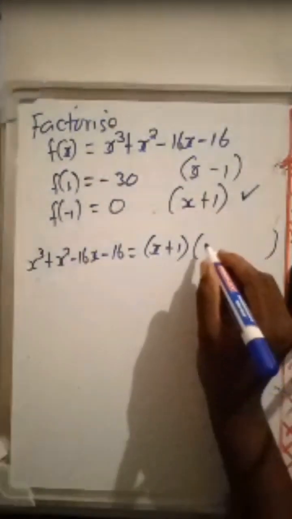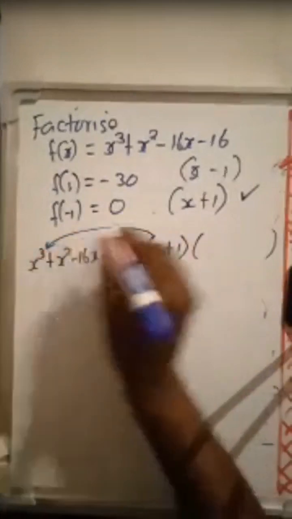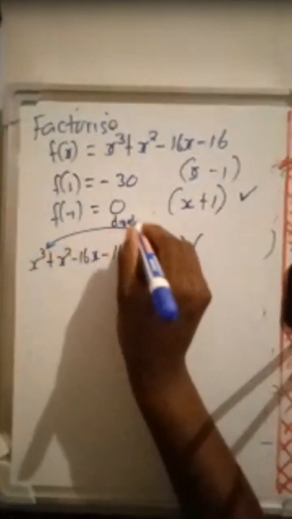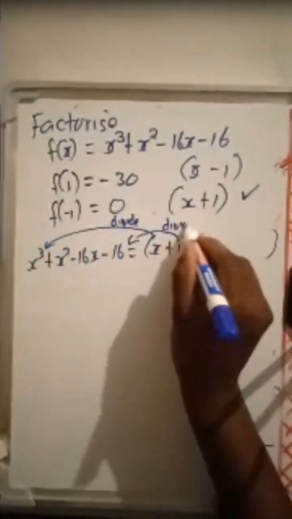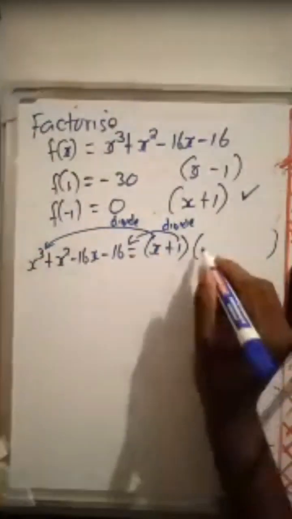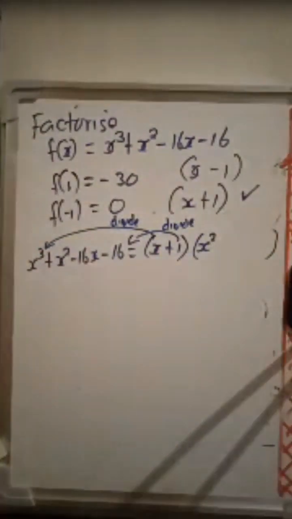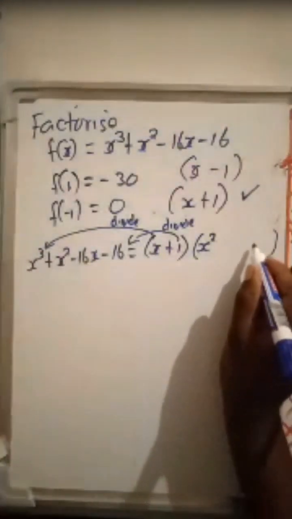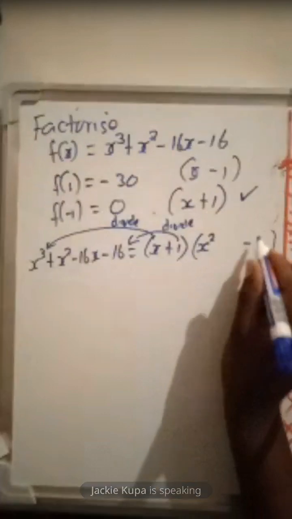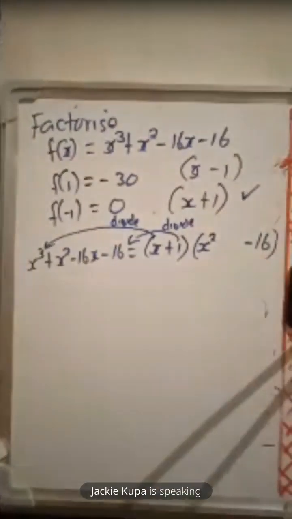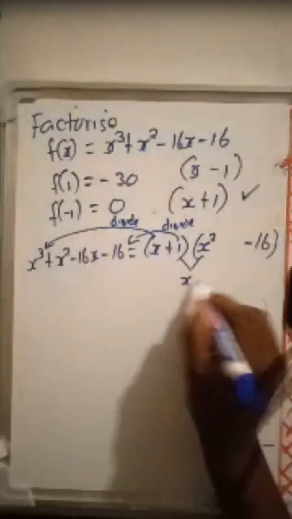X cubed divided by x. Divide. What do you get? X squared. Negative 16 divided by 1 is negative 16. Okay? Then from there, you multiply the two. 1 times x squared, x squared.